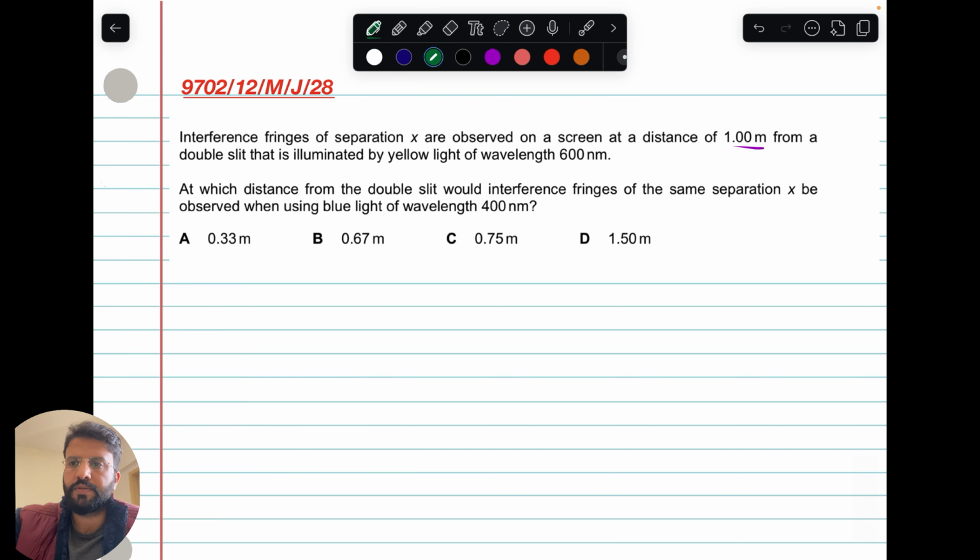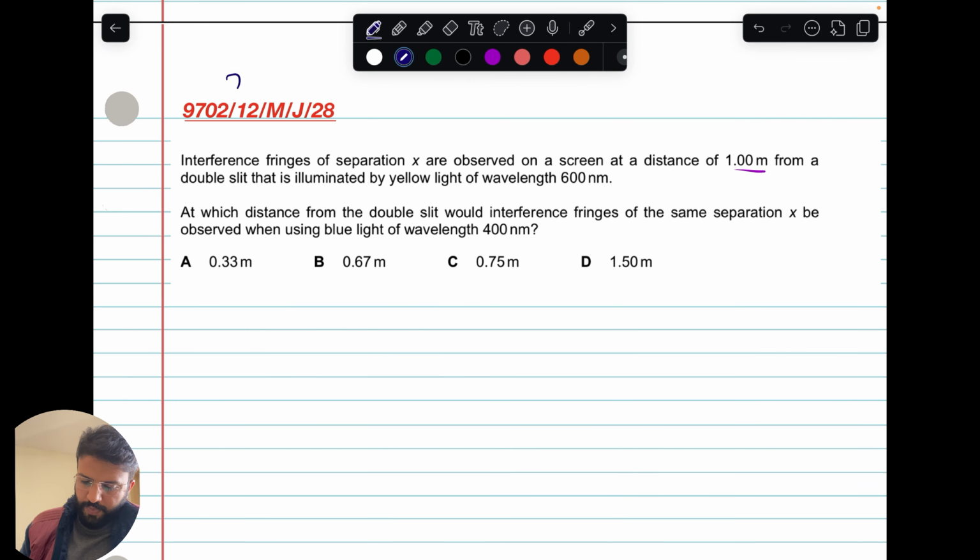This is the last question of this worksheet, and this is from paper 2, year 2024. Interference fringes of separation x are observed on a screen at a distance d from a double slit that is illuminated by yellow light of the given wavelength. At which distance from the double slit will the interference fringes have the same separation x as before when using blue light?